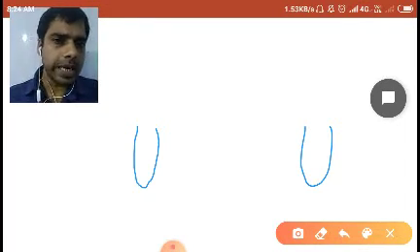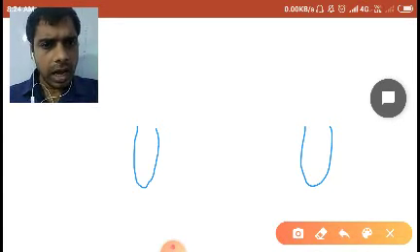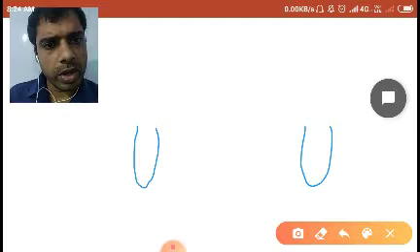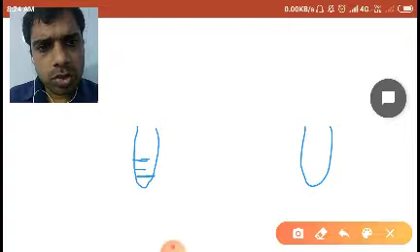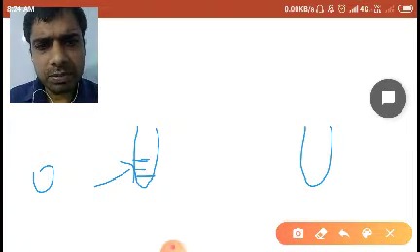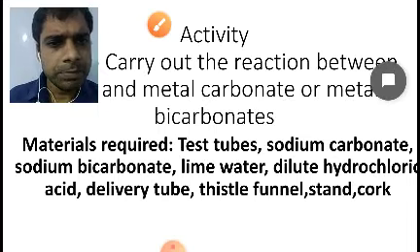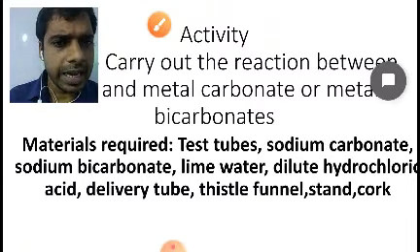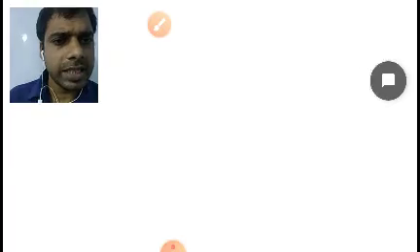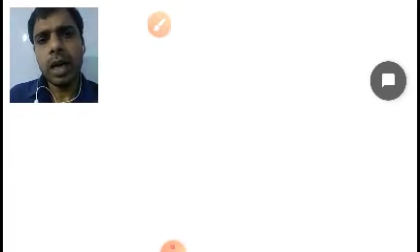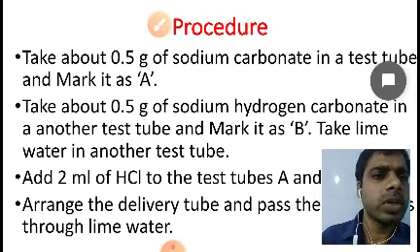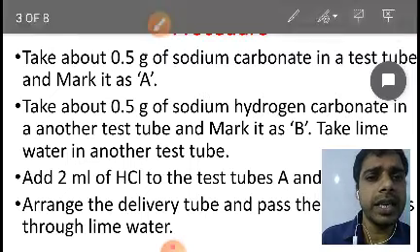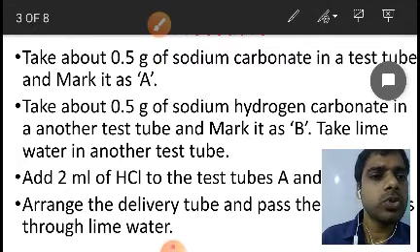We will do that reaction here at the same place. Here I will take some amount of sodium carbonate, 0.5 gram. First I have taken all the materials required, then I am drawing the diagram. Here you can see the procedure: take about 0.5 gram of sodium carbonate in a test tube and mark it as A. Take about 0.5 gram of sodium hydrogen carbonate in another test tube and mark it as B.